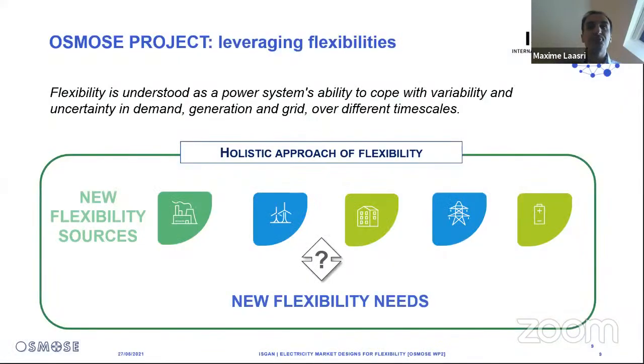this project. So basically, OSMOS project is all about flexibility. We have a definition of the flexibility that we chose in the project, which is the power system's ability to cope with variability and uncertainty in demand generation and grid over different timescales.